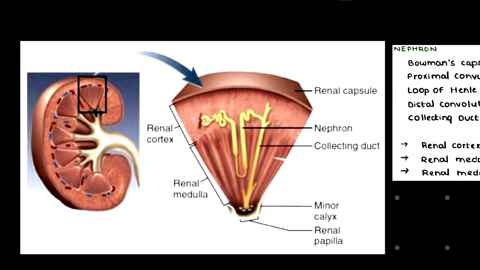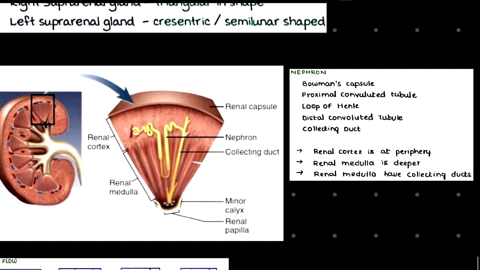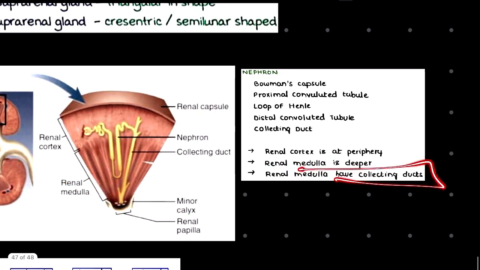Now what is this structure? This is the structure where there is formation of our urine, right? As I've already mentioned, what is the nephron? The nephron is our uriniferous tubule. It consists of Bowman's capsule, PCT, loop of Henle, distal convoluted tubule, collecting duct. That's all. Renal cortex, as I've already talked about, is at the periphery. Renal medulla is deeper. Renal medulla has collecting ducts. Yes, we talked about these things.